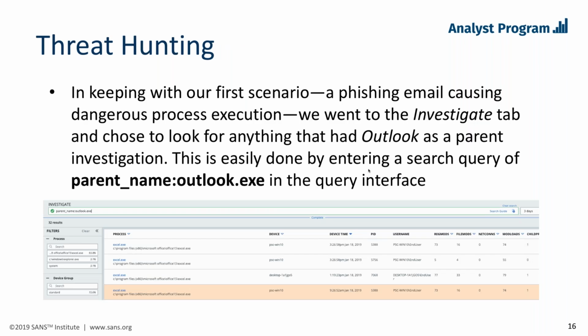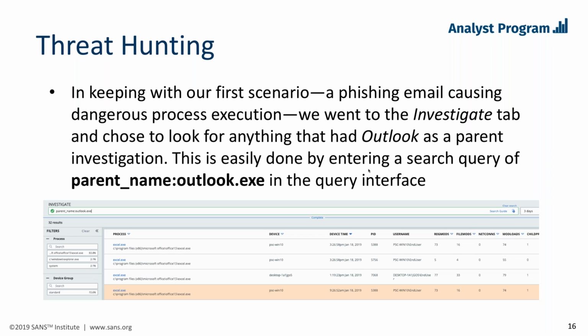But as I said, we really didn't go do super extensive policy updates. We just tinkered a little bit and updated some things that then reflected the attack scenarios we were going through. So we also wanted to check out some of the threat hunting capabilities within the product. And so going back to what we saw at the beginning, in our first scenario, we had a phishing email that caused some dangerous executions of processes. We went into the investigate tab here in the product and basically looked for anything that had Outlook as a parent. So we wanted to find out what started from Outlook.